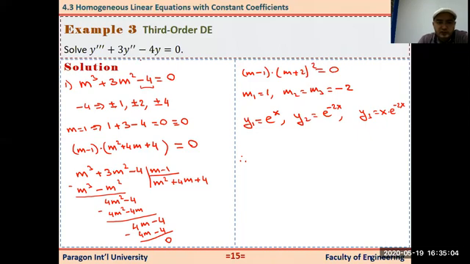So the general solution to this differential equation would be y of x is equal to all linear combinations of this fundamental set of solutions, right? So that is c sub 1 e to the power x plus c sub 2 e to the power minus 2x plus c sub 3 times x e to the power negative 2x.